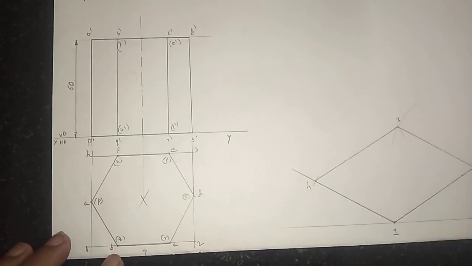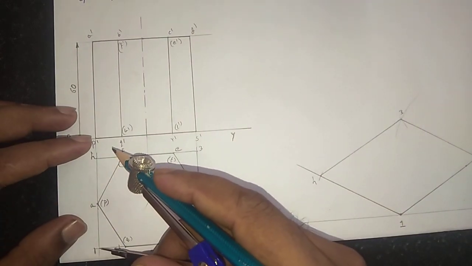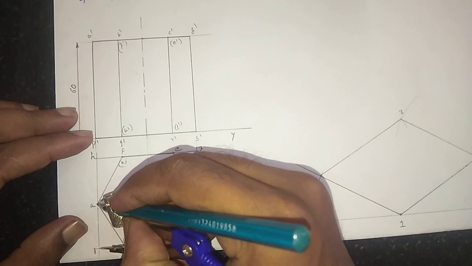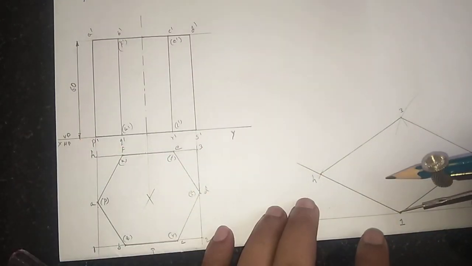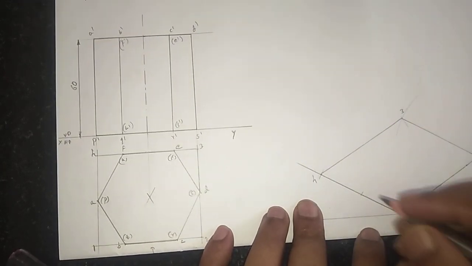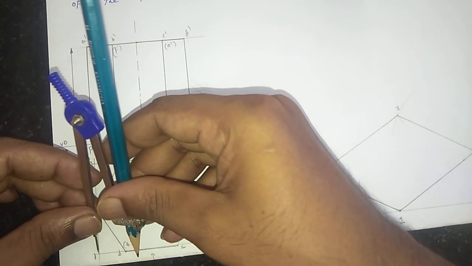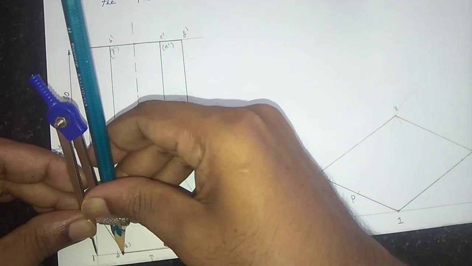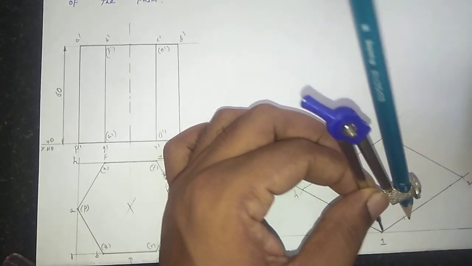So we need to mark the points. First measure the distance with the help of your compass. 1 and P is located on the line 1 and 4. So place the compass and mark the point. This is point P. And next on the line 1 and 2, point Q is there. Place the compass at point 1 and mark the point Q.